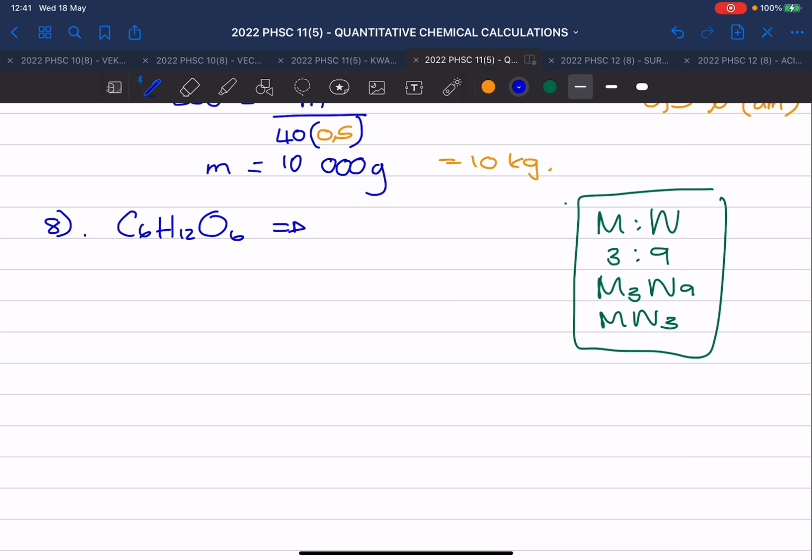Yeah, it's not difficult. Did you understand what I explained? Okay. So empirical is the simplest ratio for that. What is it?